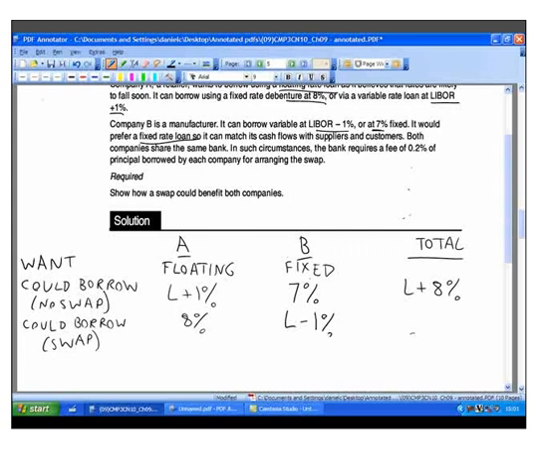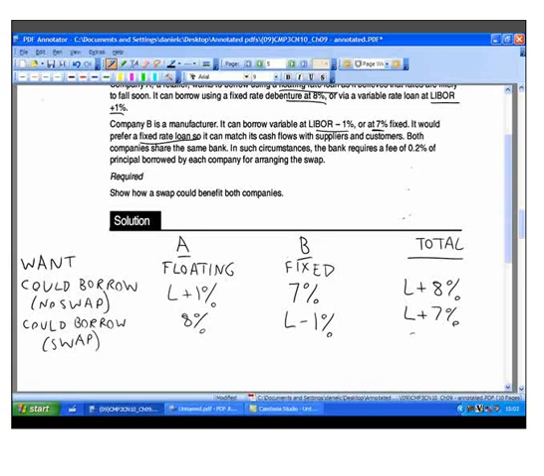Now there is a fee involved. We're told that the bank will charge a fee of 0.2% for each of the companies, and sometimes banks do this. They get involved in locating counterparties and arranging swaps, and they charge a fee for that. So there is going to be a fee of 0.2% for each company. That is a total of 0.4%.